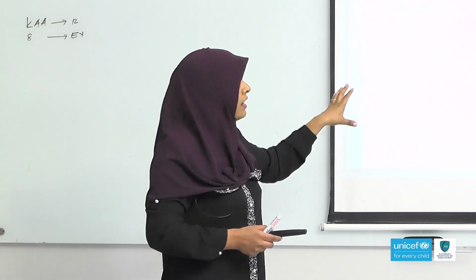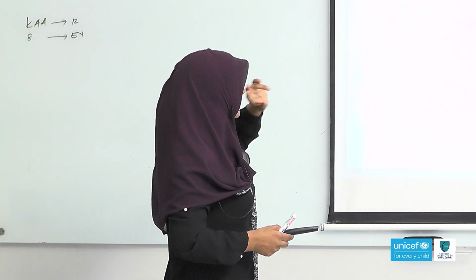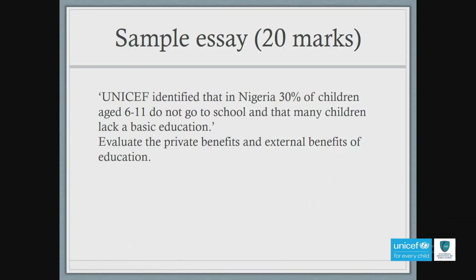30% of children aged 6 to 11 do not go to school. So that means primary education is not there for them. What we are going to discuss in our session is how to analyze your answer to this given question.